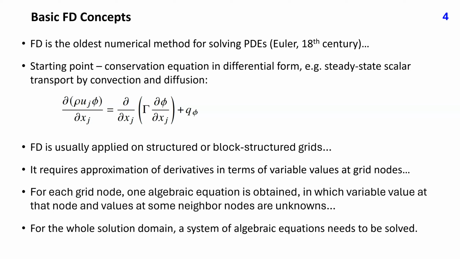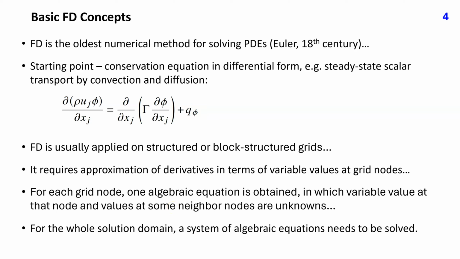If source terms contain derivatives, as in the case with equations in most turbulence models, they can be approximated using the same methods described for derivatives from convection and diffusion terms. Finite difference methods are usually used with structured or block structured grids. We shall see in the next lecture series that this approach can, in principle, be applied to unstructured grids as well. In this method, we need to approximate derivatives at grid nodes in terms of variable values at that grid node and some neighbor nodes.